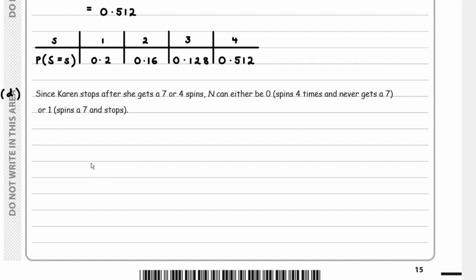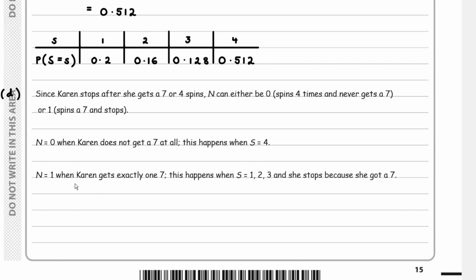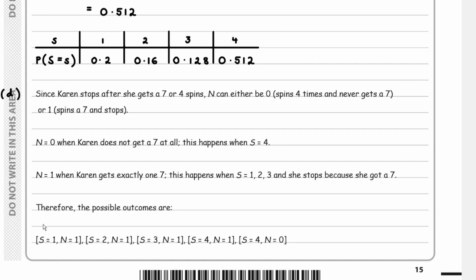So if we have n equals 0, that means when Karen does not get a 7 at all, and this happens when S equals 4, and we saw that in part C. When we have n equals 1, that means Karen gets exactly 1 7, and this happens when S equals 1, 2 and 3, and she stops because she got a 7. And therefore, the possible outcomes are S equals 1, n equals 1, S equals 2, n equals 1, S equals 3, n equals 1, S equals 4, n equals 1, S equals 4, n equals 0.